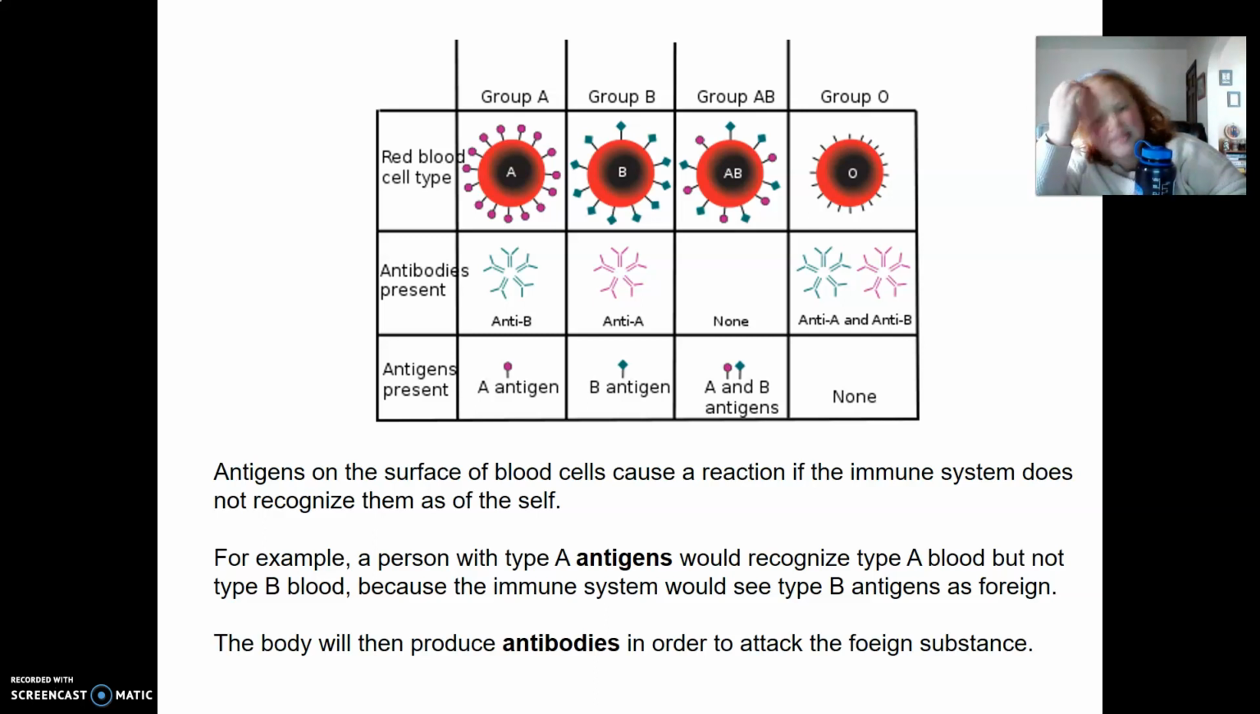Antigens on the surface of blood cells cause a reaction if the immune system does not recognize them as the self. So if I have type A blood and you give me type B blood, I will recognize that B blood as something different than what my body usually has, and my immune system will attack it, okay? And it will make anti-A antibodies. So this is why it's super important to give people the right blood when they are getting a blood transfusion.